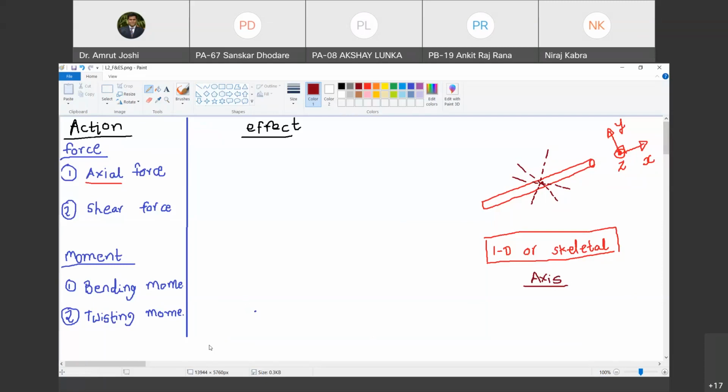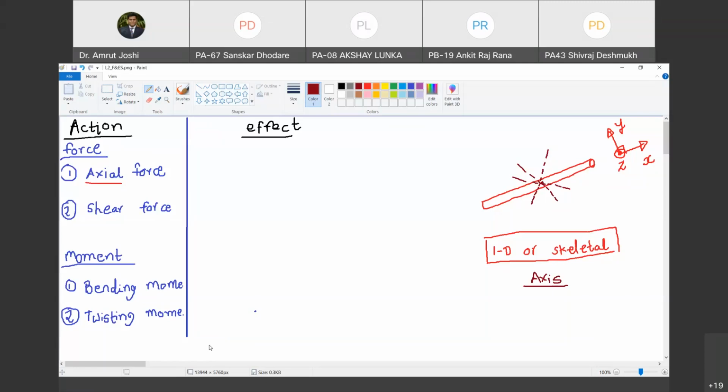Is there any issue? Am I not audible? Okay. Roll number 43, Shivraj. Can you unmute yourself? Yes, sir. Please keep yourself unmuted. Are you with me till this point?